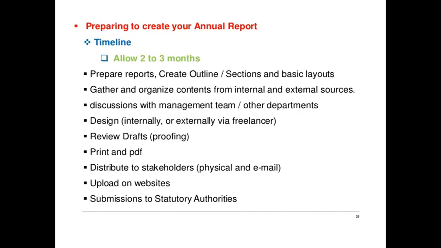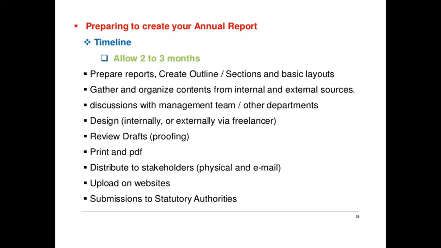So what is your agenda for these 2 to 3 months, and how do you divide your work? You first have to prepare your report, create an outline, a section and a basic layout. Then you have to gather and organize all the content from the internal and external sources of your organization, not only the employees working internally, but also those with whom you dealt throughout the year. You have to keep that record as well. Then discuss with the management and the departments what work they have done. Obviously a company does not consist of one department, so you have to collect the data of what all the departments have done individually.